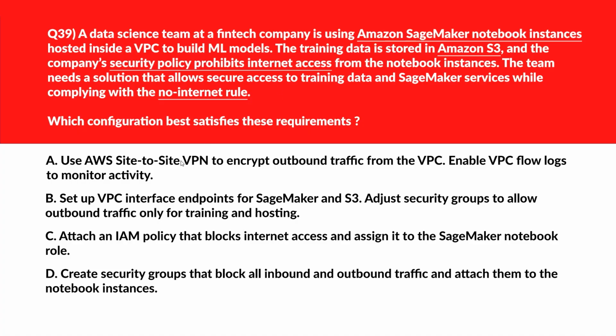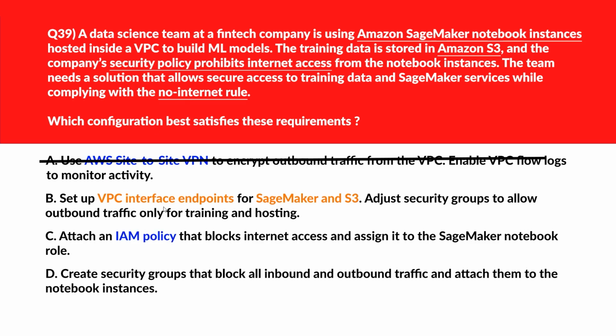Interesting topic, right? Option A, if we look, says use site-to-site VPN to encrypt outbound traffic from the VPC. Enable VPC flow logs to monitor activity. VPN encrypts traffic but doesn't eliminate internet exposure or enforce endpoint level isolation, what we need. Therefore incorrect. Let's now move to B.